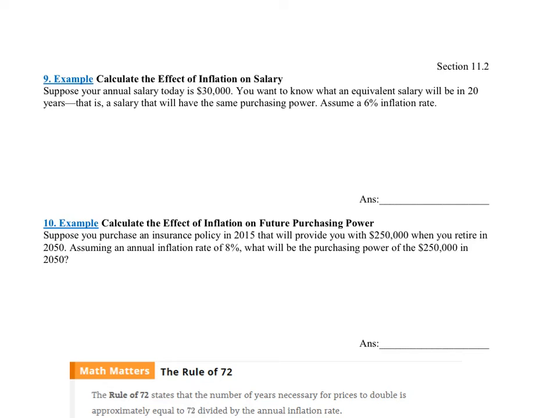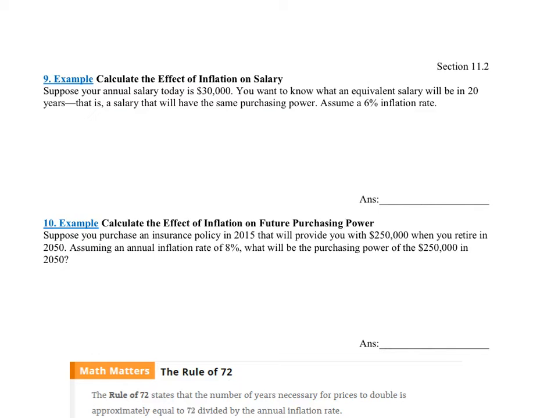So let's try some of these problems on inflation. Again, when we do these problems in this textbook, we're making some gross assumptions that our compound period is annual and that our interest rate is constant over the entire time. You're going to see that there's even some more ridiculous assumptions here, but let's read this problem.